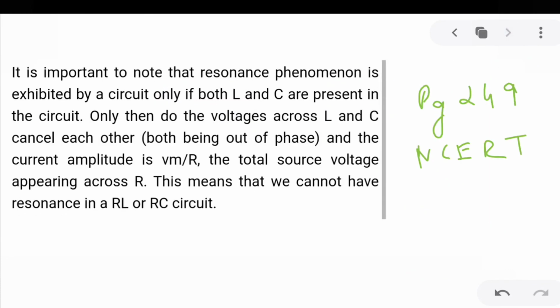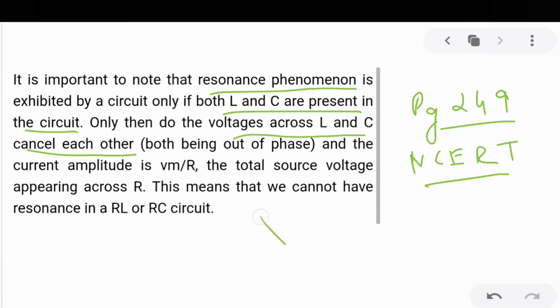Now the next thing, from page number 249 of your NCERT textbook. It is important to note that the resonance phenomenon is exhibited by a circuit only if both L and C are present in the circuit. Without L and C, this phenomenon will not occur, because only then do the voltages across L and C cancel each other. In the phasor diagram we have seen that the voltage across the inductor and the voltage across the capacitor are 180 degrees out of phase, and at resonance VL becomes equal to VC and they cancel out.